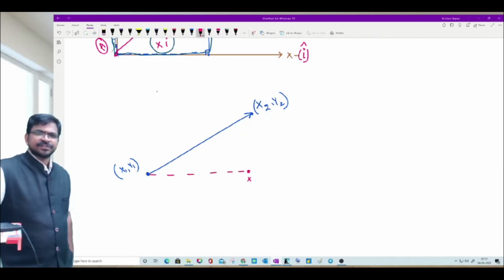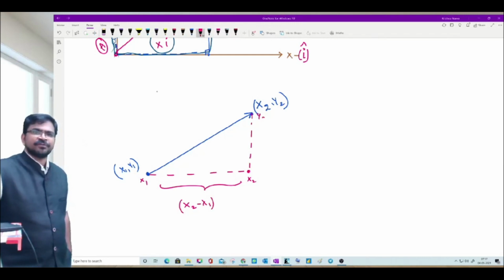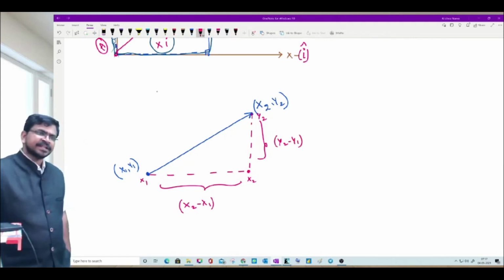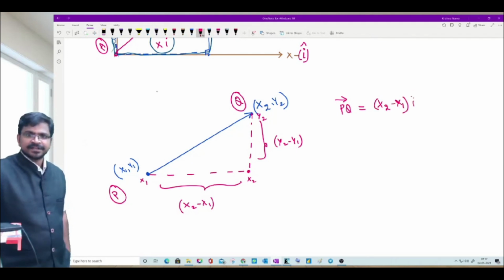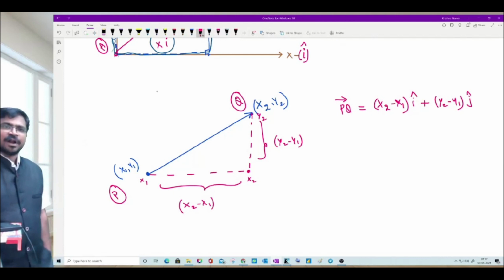What is this actually? X2. What is this first point? X1. What is the length? X2 minus x1. And you should travel along y-axis. What is this point? Y2. What is this point? Y1. So this length will be y2 minus y1. So simply I can say, if you take this point as P and this point as Q, PQ vector can be taken as x2 minus x1 in i direction plus y2 minus y1 in j direction. I hope you have understood this one.